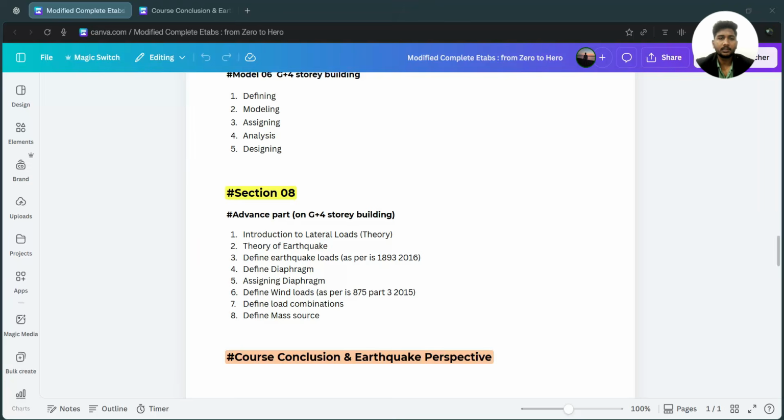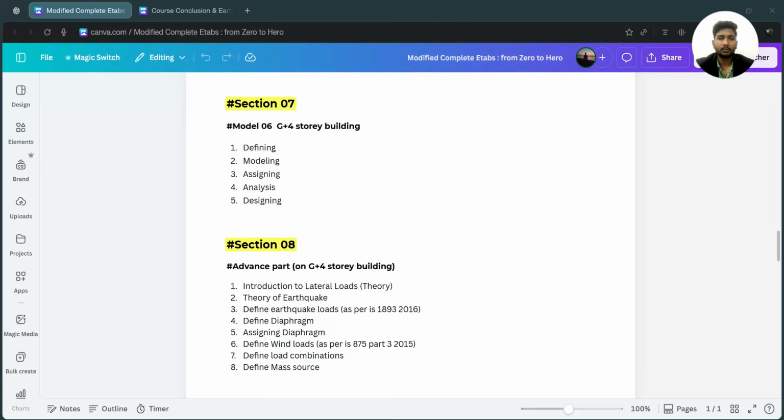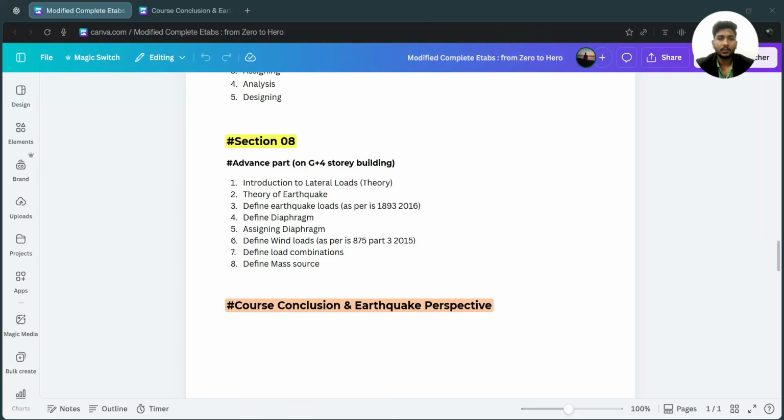As we have completed this section 8, where we have seen the advanced part on this G+4 story building, that was model 6, over which we have seen some advanced topics: the introduction to lateral loads, and then after the theory of earthquake, how to define the earthquake loads as per the Indian standard, IS 1893 2016, that is the code book.